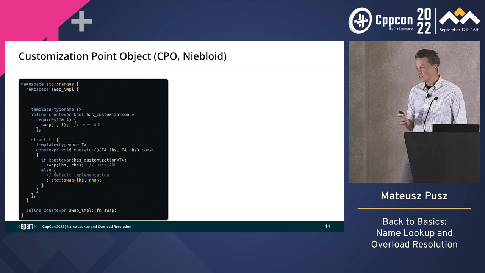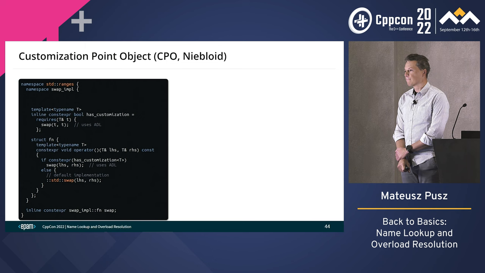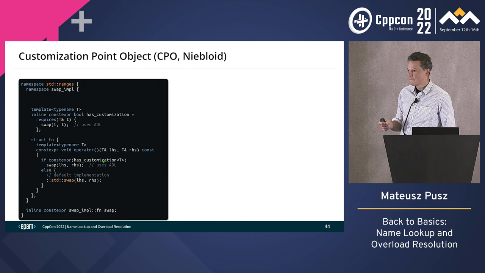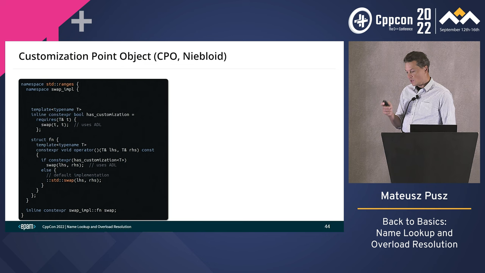Yes, question? The question is why I'm doing all of this instead of a two-liner. You mean putting the requires clause exactly in here in the if constexpr? I mean, using std::swap and then a non-qualified call. Okay, so why didn't I just use std::swap here?